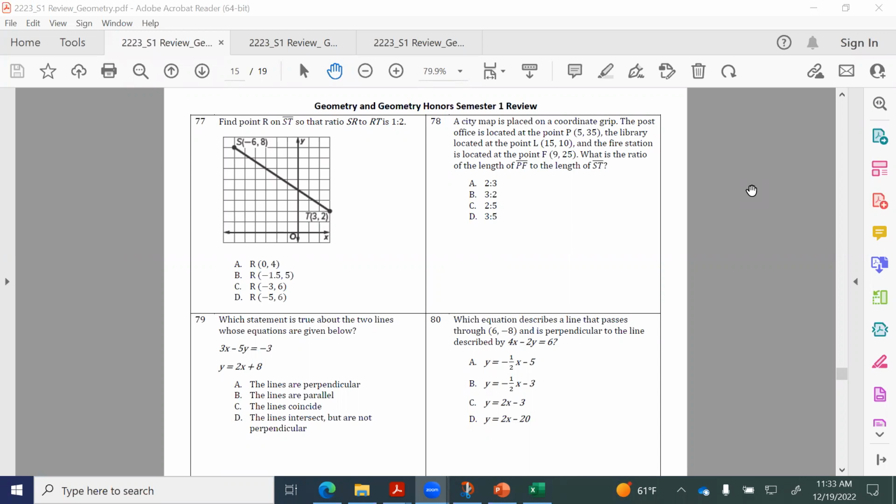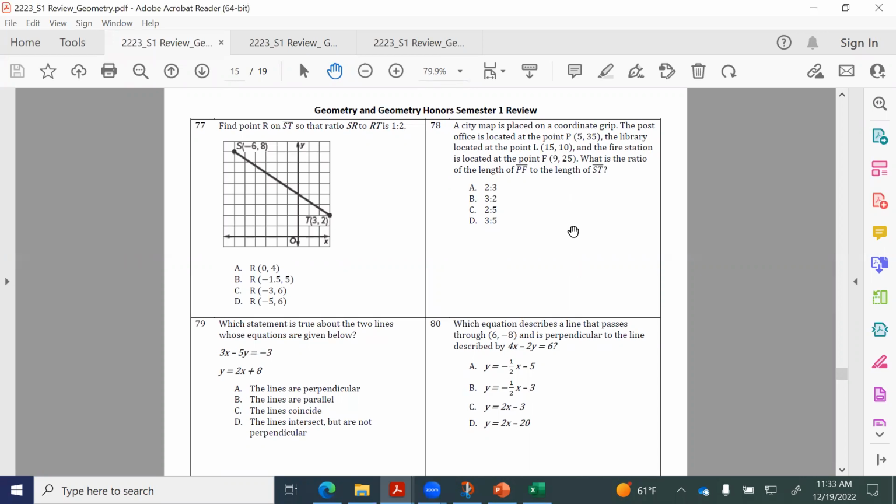On 77, it said find point R on ST so that the ratio SR to RT is 1 to 2. On here, this graph splits very nicely. We split it right where it's going through these nice whole numbers. This is split into 3 parts: 1, 2, 3. It wants SR to RT as 1 to 2. So SR is 1 unit, RT is 2 units, so that's where our point is. That means it's at the point -3, 6.